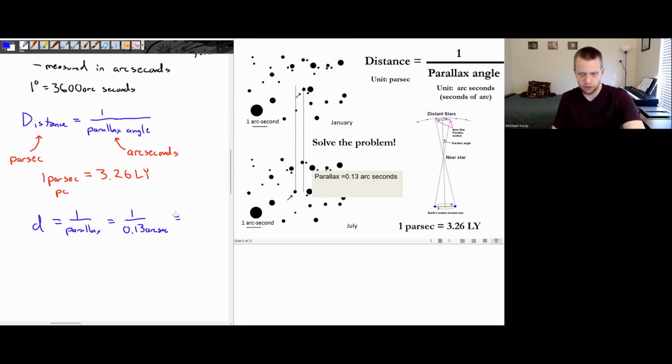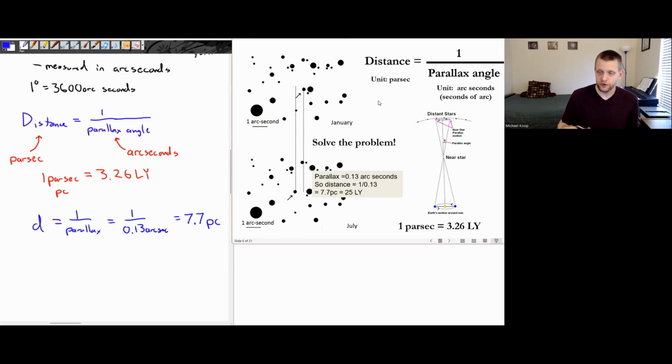If I plug that into my calculator, 1 divided by 0.13, we get an answer of about 7.7, and this would be in units of parsecs. Whenever we use this equation, we have arc seconds for the parallax angle, and the distance we get out of that is in parsecs.